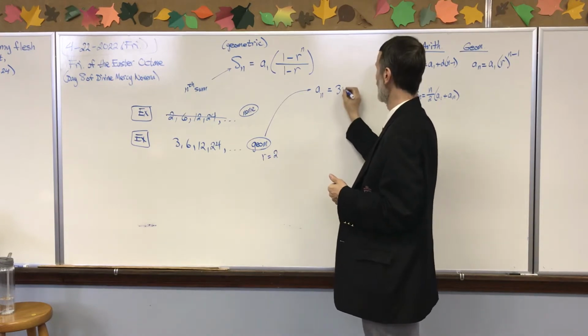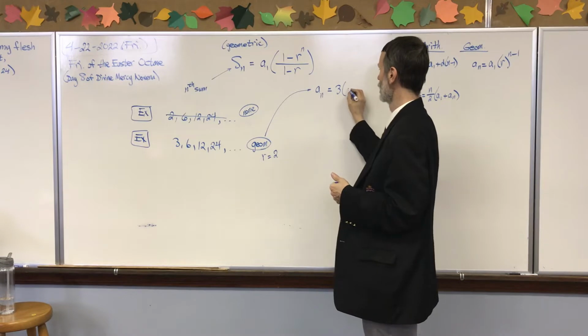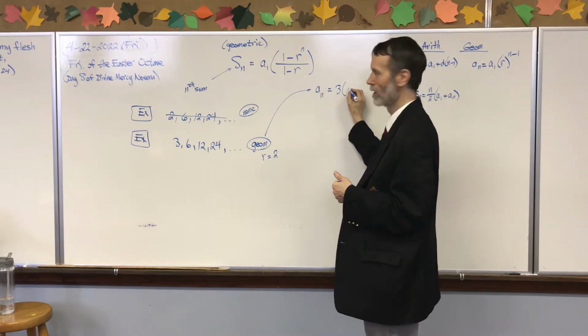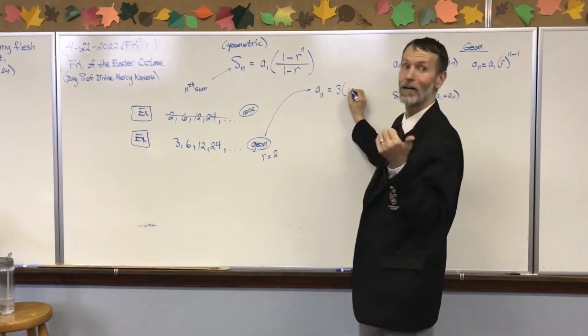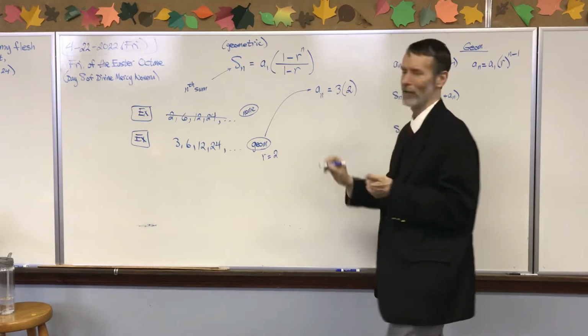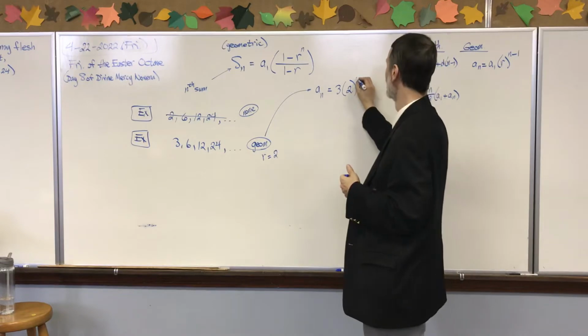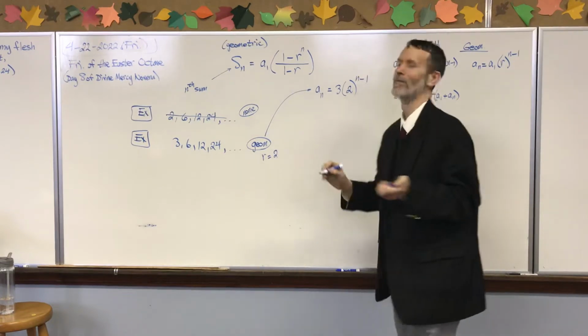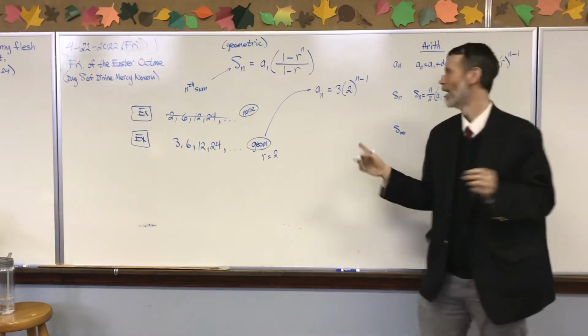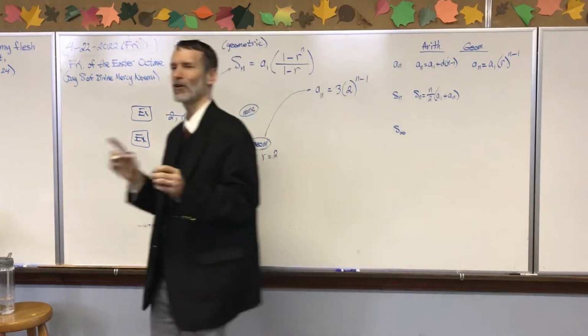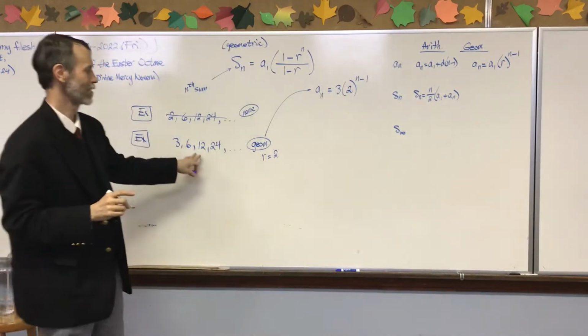Times, yeah, times the parentheses. Now what? 2. Say again? 2. 2 to the power of what? And just copy paste. N minus 1. N minus 1. That's all you have to do. That's the formula that will find any term you want in this sequence.